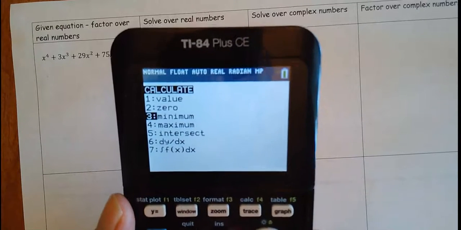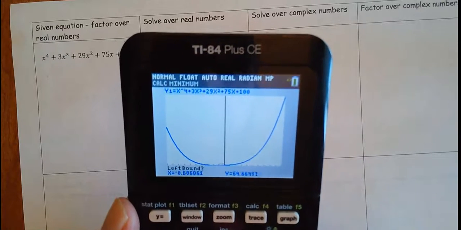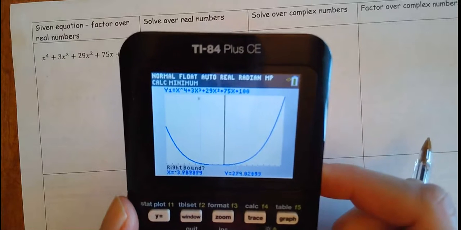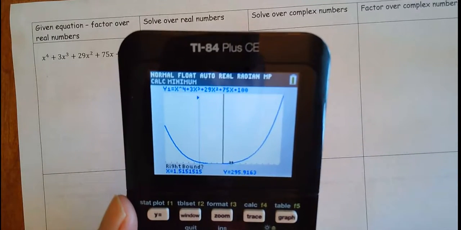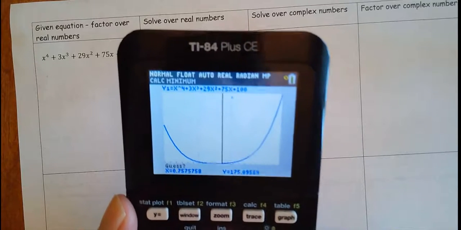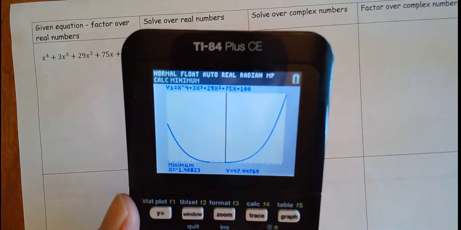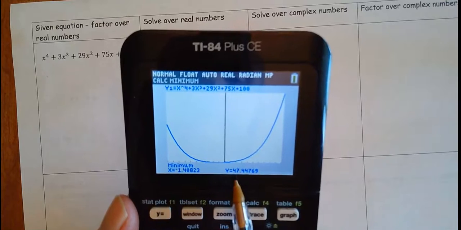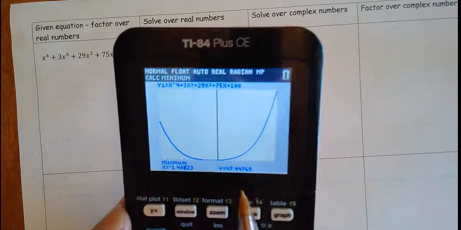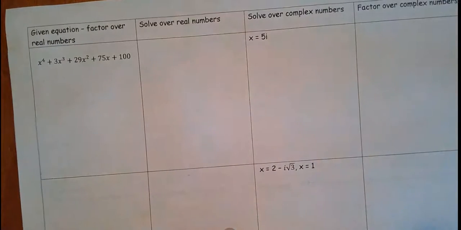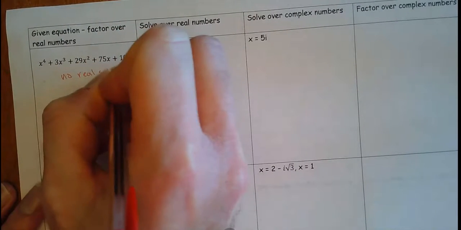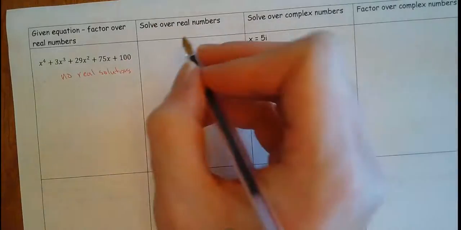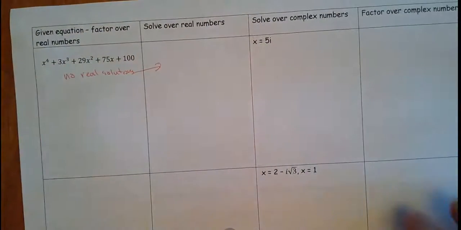I wonder what the lowest it ever gets is. I just want to know what the minimum is here. See if the minimum even gets down into the negatives. Because if the minimum is a positive number, that means this thing's always positive. So it actually never crosses the x-axis, which means it doesn't have any real number solutions. Yeah, so the minimum is 47. It never crosses the x-axis. So this one has no real solutions. I can't solve over the real numbers.